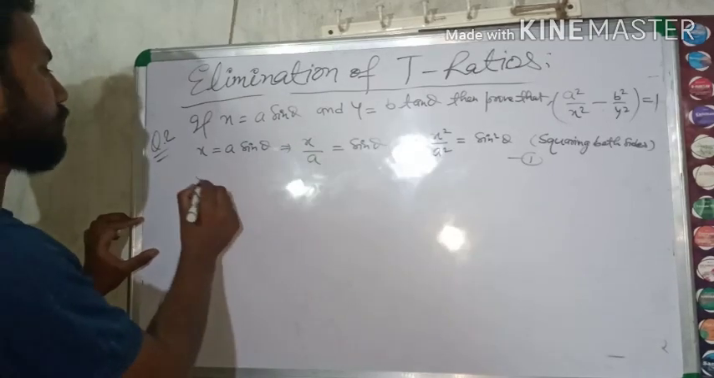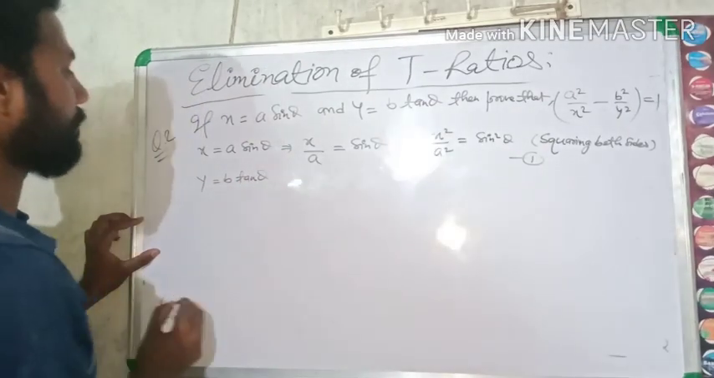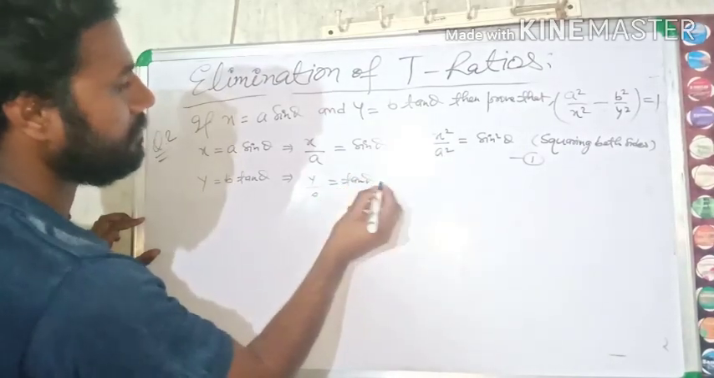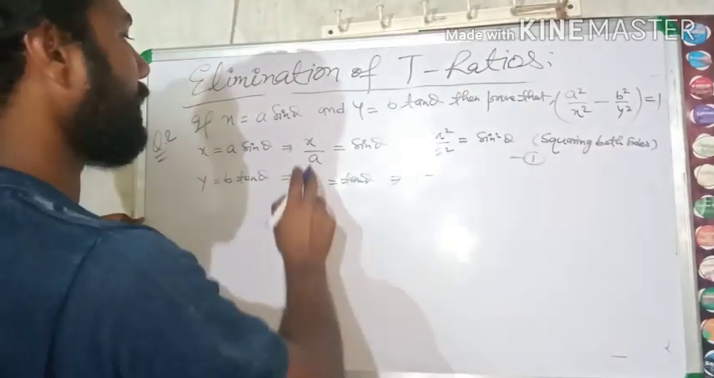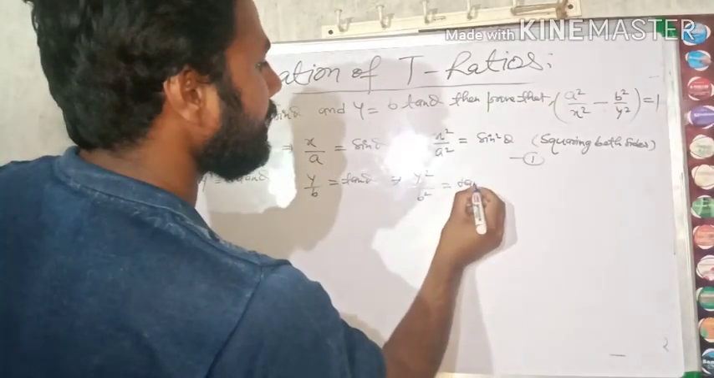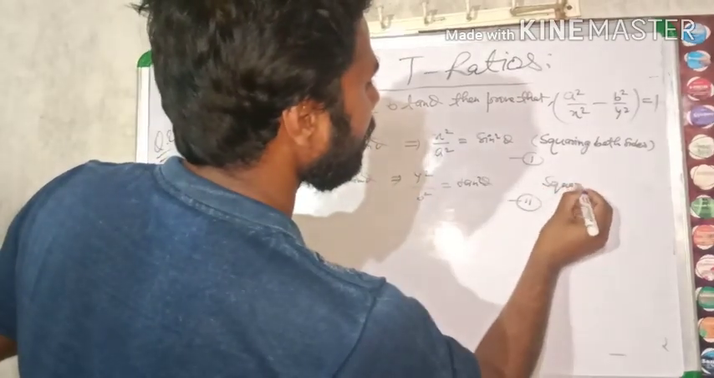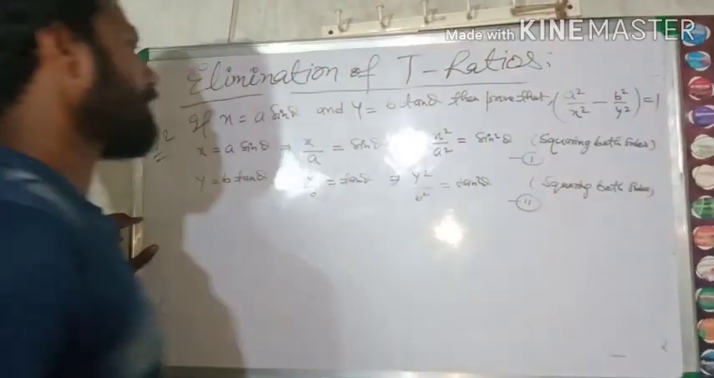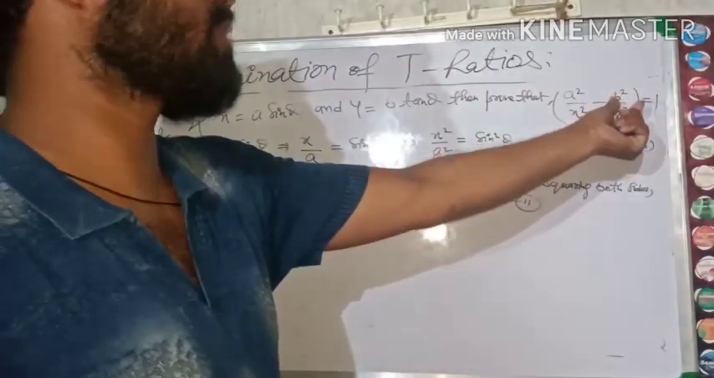Secondly, given that y is equal to b tan theta, implies that y by b is equal to tan theta. Squaring both sides, y square by b square is equal to tan square theta. Equation second. Clear?